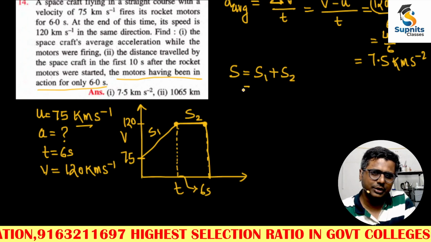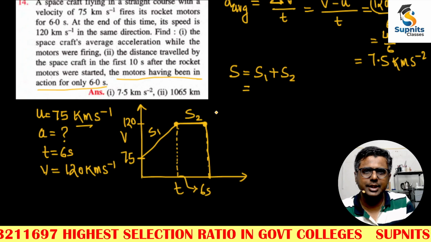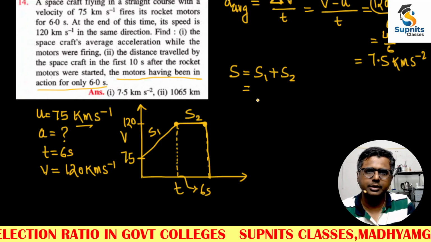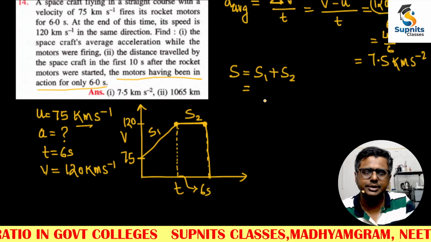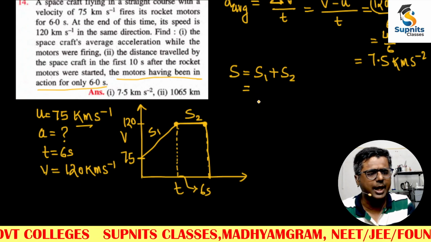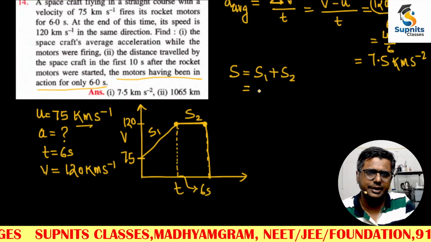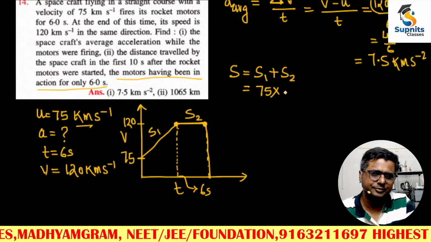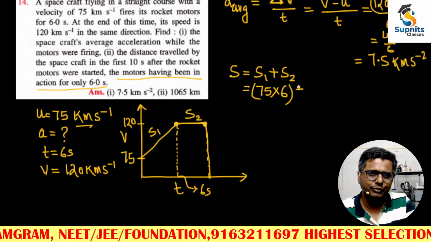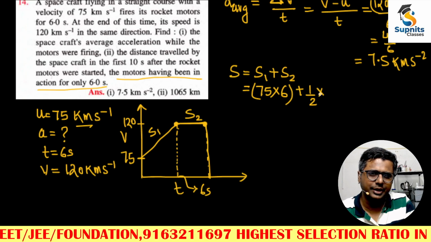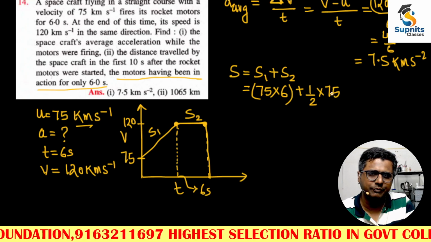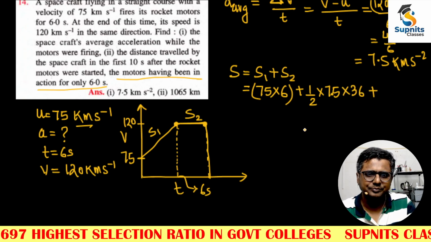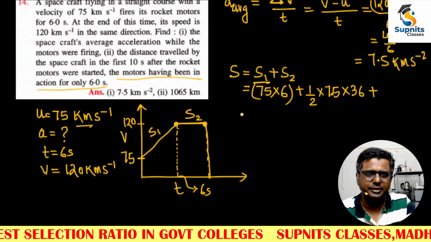In the first part, S1, it is an accelerated motion. So how will you calculate the distance of an accelerated motion? You will say, sir, I'll use ut plus half at square. Absolutely spot on. What is u? 75. What is time in this first part? 6 seconds. Half at square. What is acceleration? We have already calculated 7.5 into t square, that is 36, plus... this is S1 done.